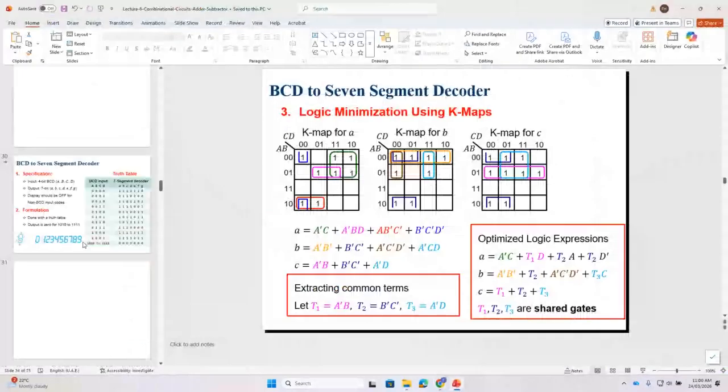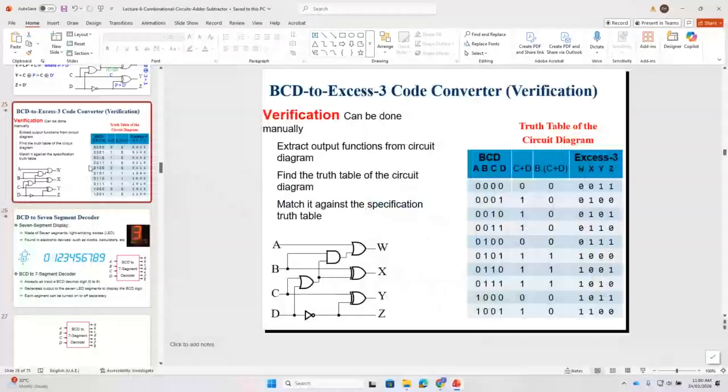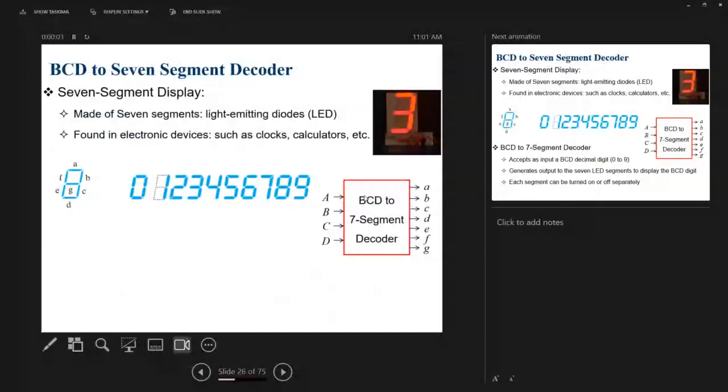So now we will start with a new topic. This we did in the last lecture. Now we are starting with a new topic. So what is the new topic? We want to design a BCD to 7-segment decoder. So this is our objective.